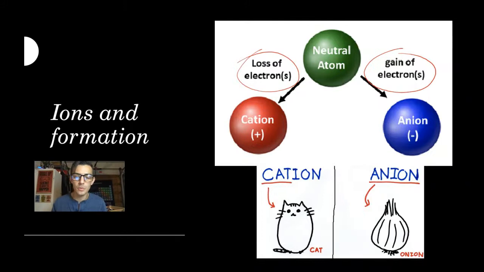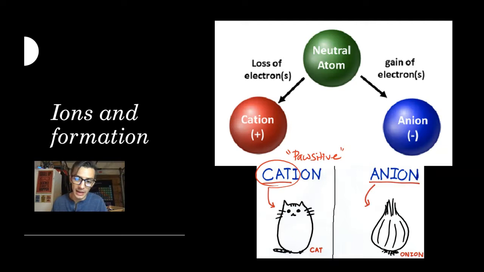So to go back to the naming of that, if you lose an electron, we have a name for that. It's called a cation. So if an atom has lost electrons, it becomes a cation. If an atom gains electrons, it becomes an anion. One way that I like to remember these two terms is that a cation is like a cat, and a cat has paws, and so cations are always positive.